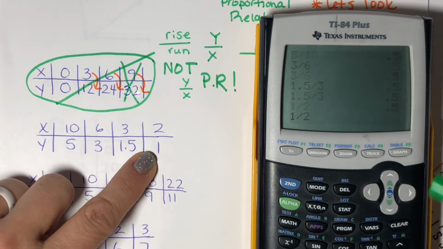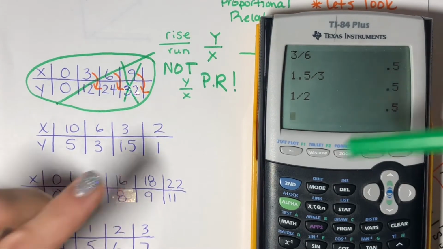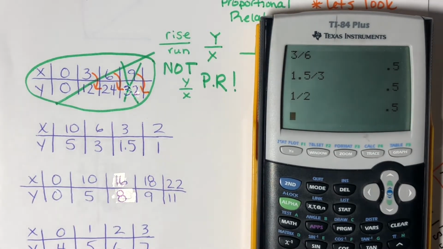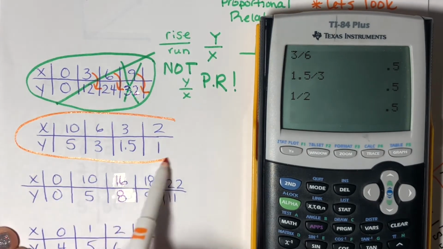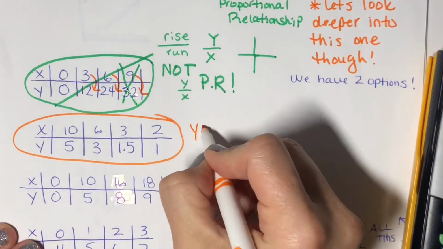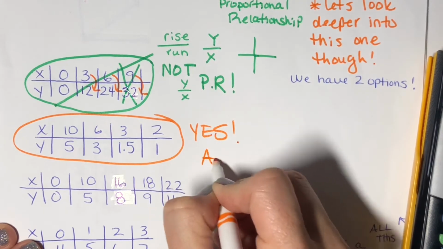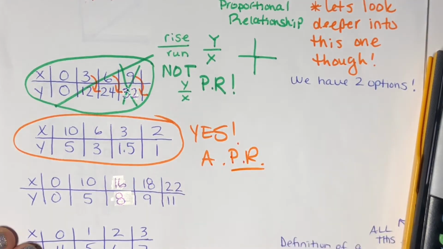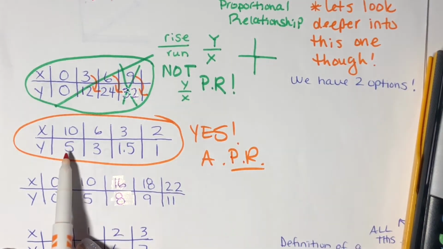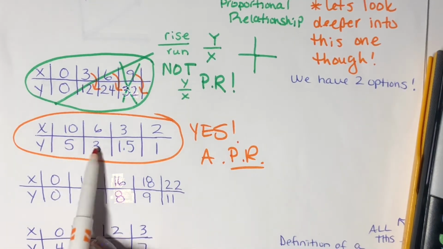And I really want you to just see this. See how all of those are 0.5s? Then this is a yes. So you will say, yes, this is a proportional relationship, okay? Because it met that qualification of having the ratio be the same.